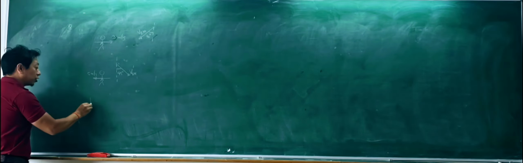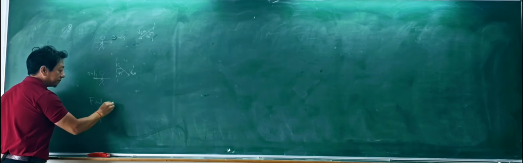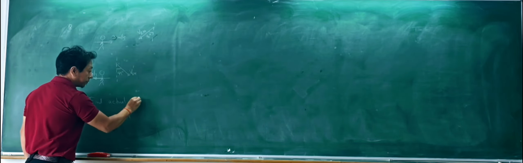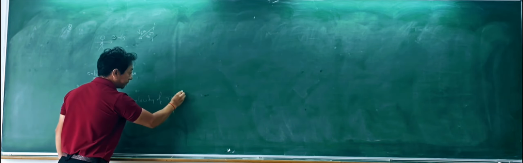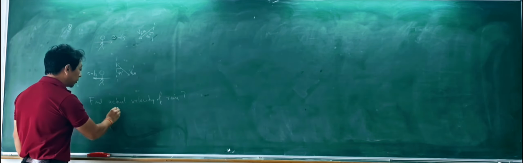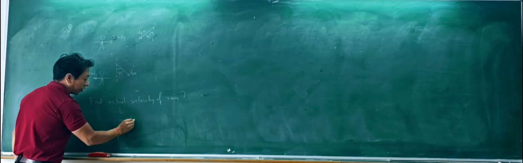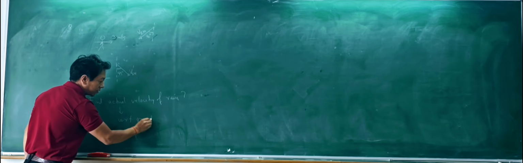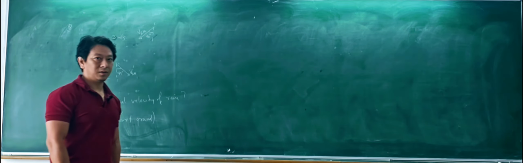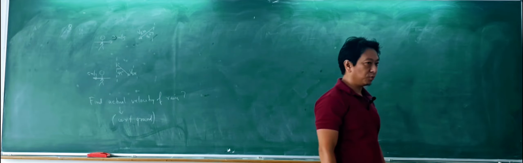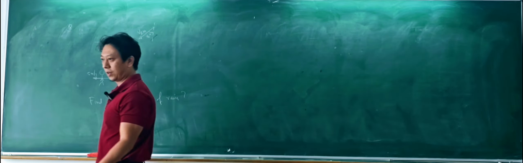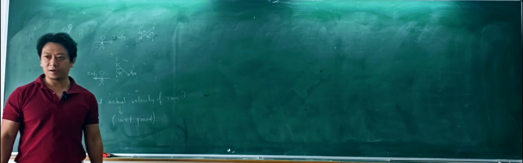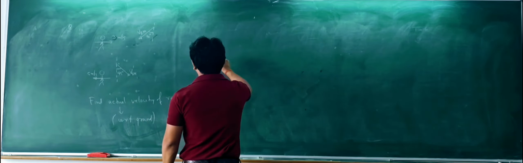You have to find the actual velocity of rain. Actual, by actual what do they mean? With respect to ground. There is nothing actual about the ground frame. To be honest, the ground itself is moving with respect to the sun. So what is actual about that? Anyway, let's do the problem assuming the ground is at rest.